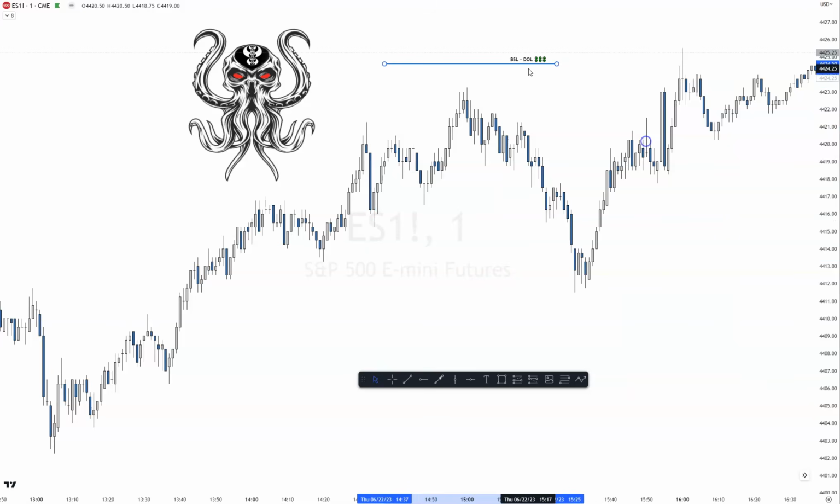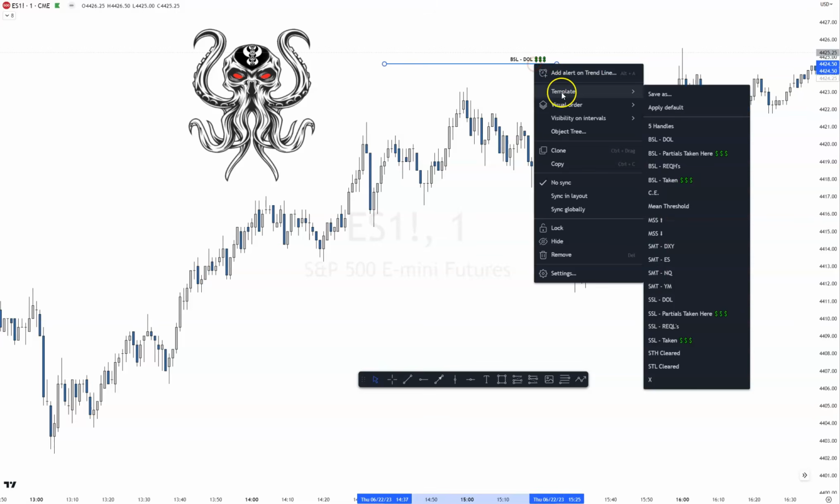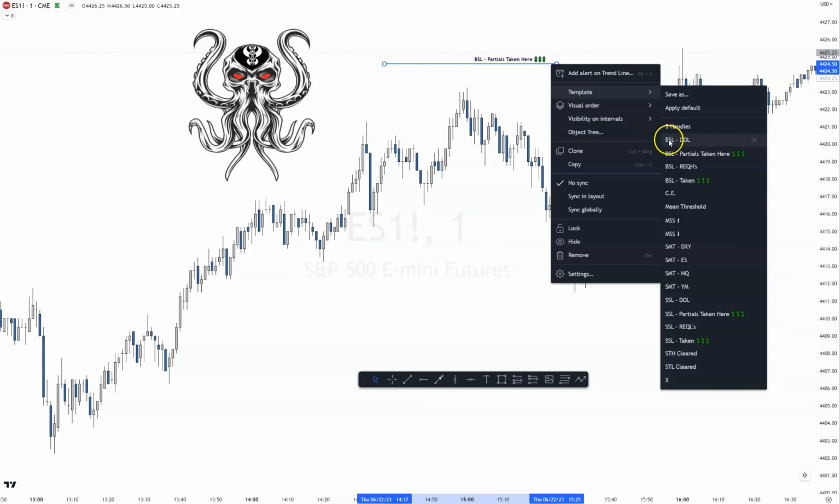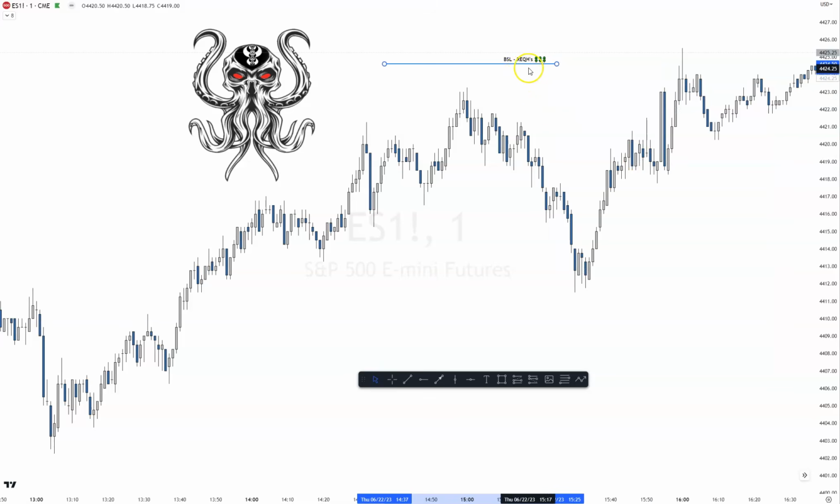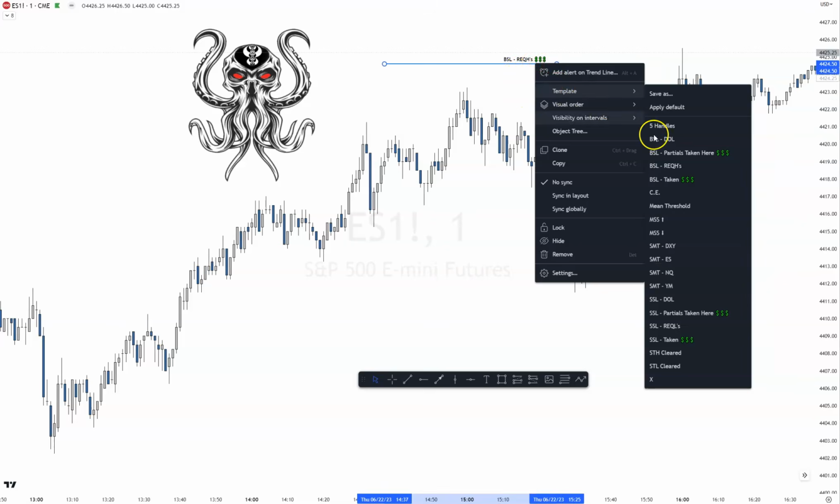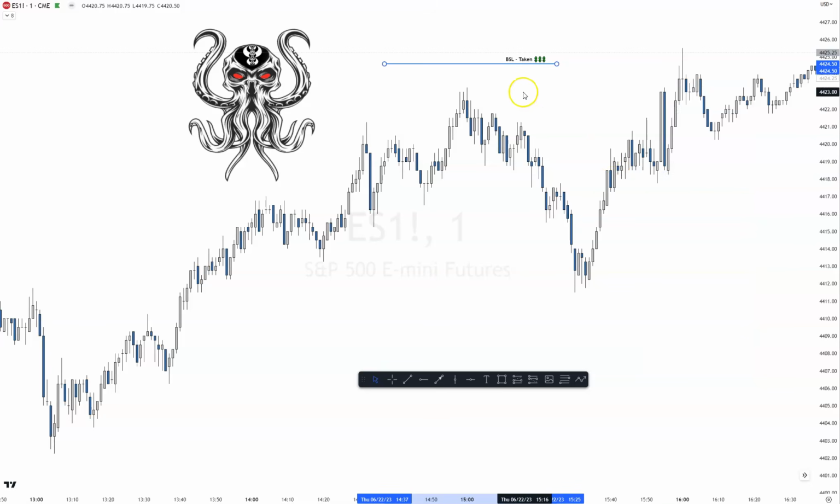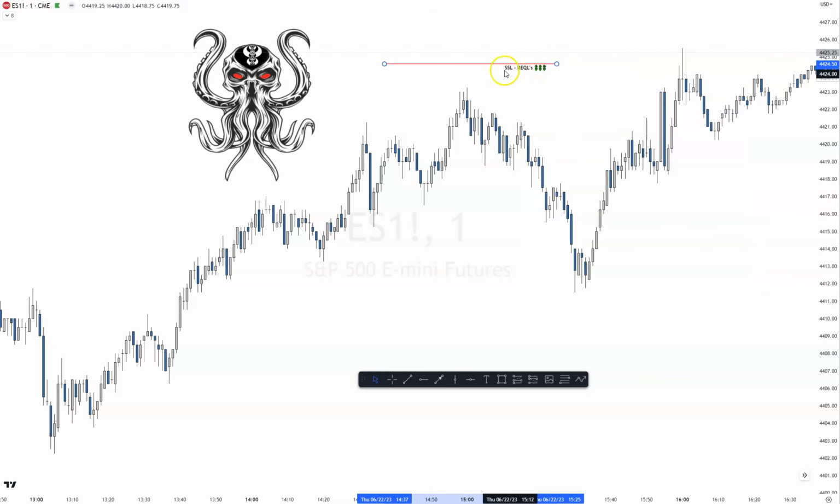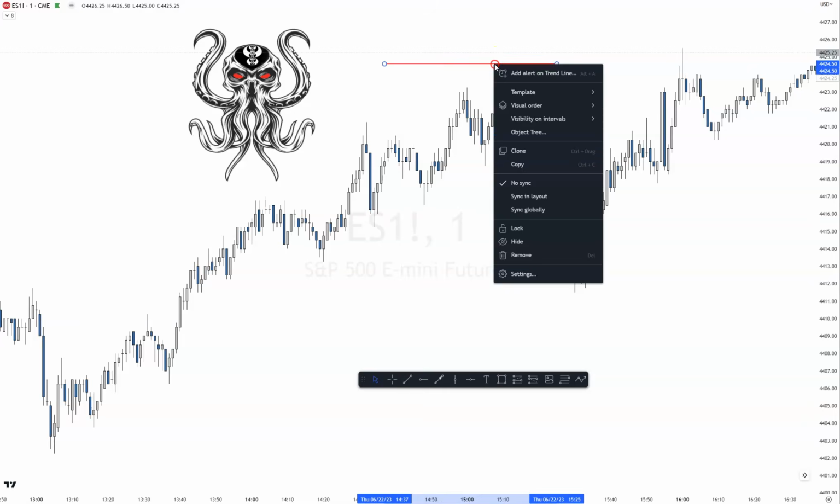I have buy side liquidity, draw on liquidity. Partials taken here. Buy side relatively equal highs. And buy side liquidity taken. Okay, I have the same down at the bottom for the sell side. It just is on the bottom and it's red instead of blue.